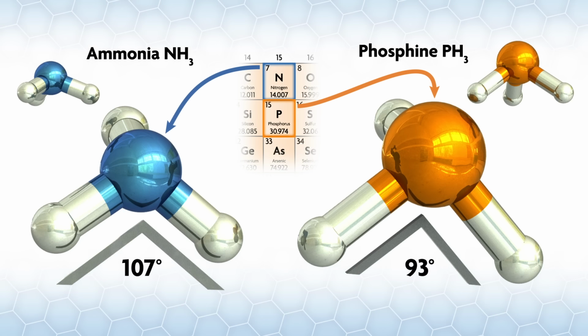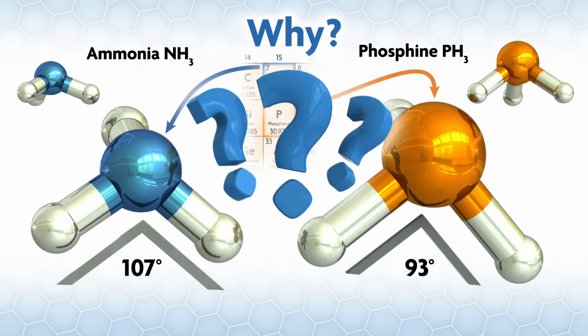For example, NH3 has an HNH angle of 107 degrees, while PH3 has an HPH angle of 93 degrees. The question is, why? When I was a youngster, I was taught that the reason there was less hybridization below the first row was because the energy gap between the valence s and p orbitals was larger. Orbitals that are closer in energy mix more easily than orbitals that are energetically different.